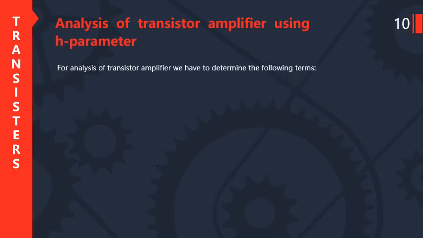For analysis of transistor amplifier, we have to determine the following terms. Number 1, current gain. ये हमने ऑलरेडी पिछली क्लास में पढ़ा हुआ है कि करंट गेन क्या होता है, वोल्टेज गेन क्या होता है. सो करंट गेन रिप्रेजेंट करेंगे हम AI से, इज इक्वल टू आउटपुट करंट डिवाइड बाय इनपुट करंट, मीन्स I0 डिवाइडेड बाय II. वोल्टेज गेन को हम रिप्रेजेंट करते हैं AV से, इज इक्वल टू V0 बाय VI, मीन्स आउटपुट वोल्टेज बाय इनपुट वोल्टेज. इससे हम वोल्टेज गेन निकालेंगे.